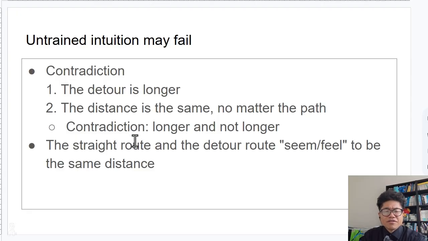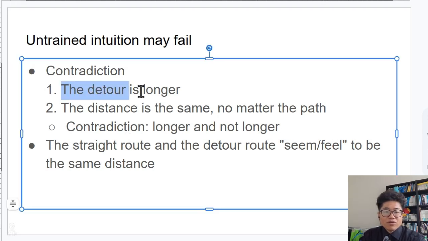But now there is something wrong. I showed two different paths. First I said a detour path is longer than the straight path. Then I said both paths have the same distance. So one path is longer and at the same time both paths are the same length. This is a contradiction. Have you ever thought deeply about distance?